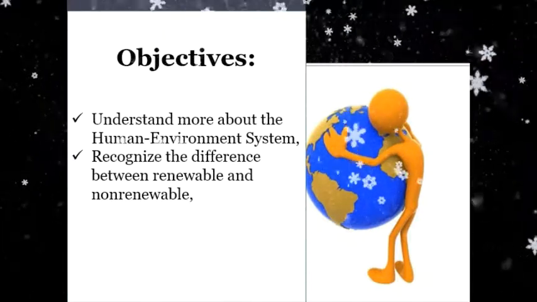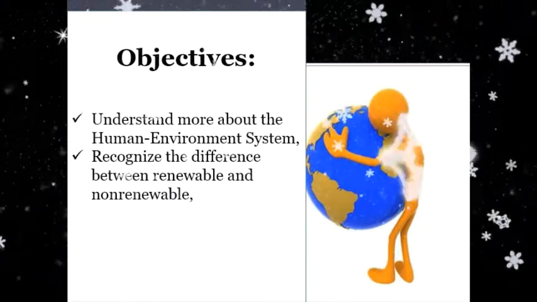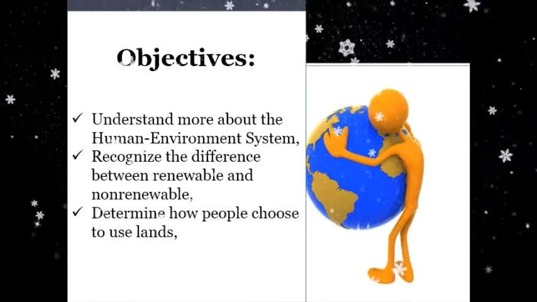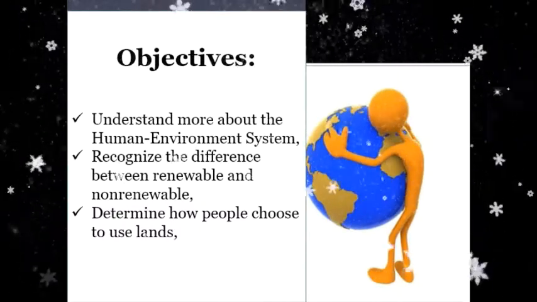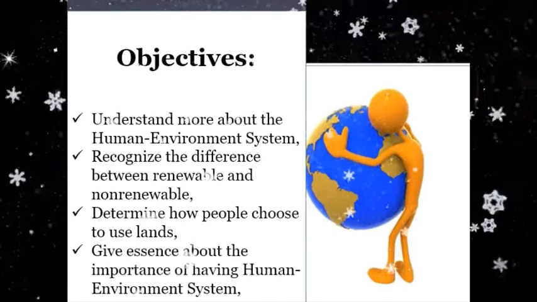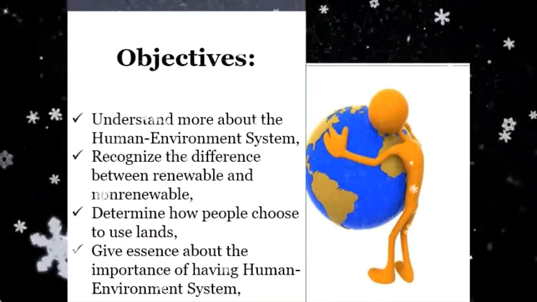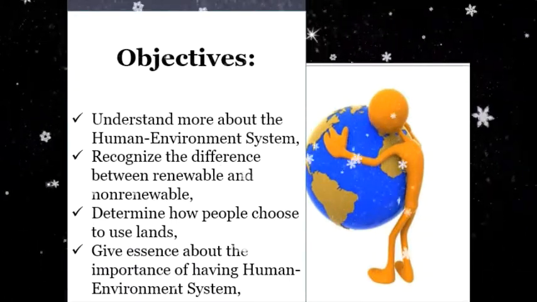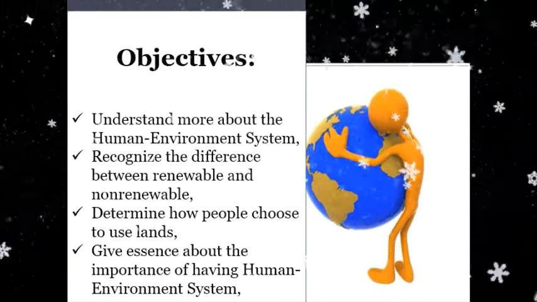Then, recognize the difference between renewable and non-renewable. So what is renewable and what is non-renewable? The third one is to determine how people choose to use land. And last but not the least is to give the essence about the importance of having a human environment system. So how important is it for us as human beings?